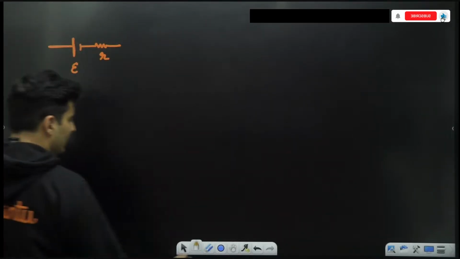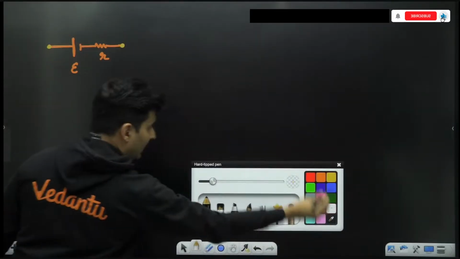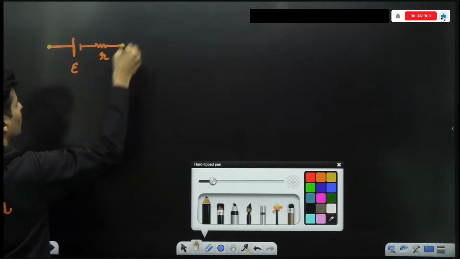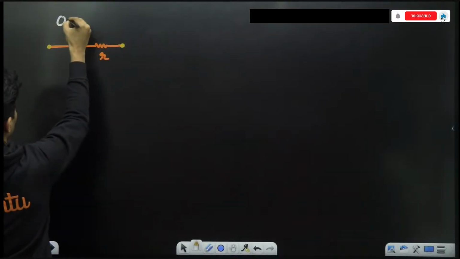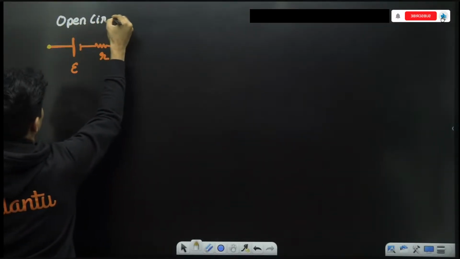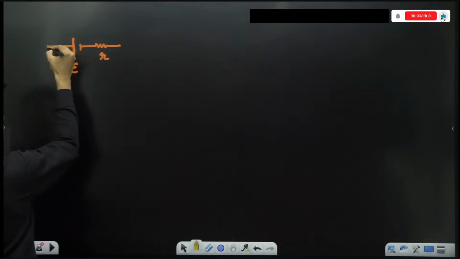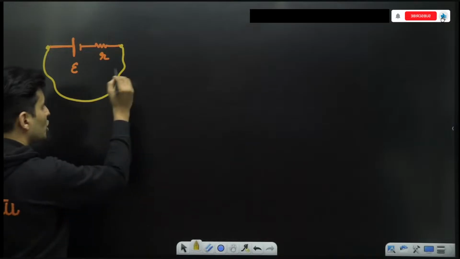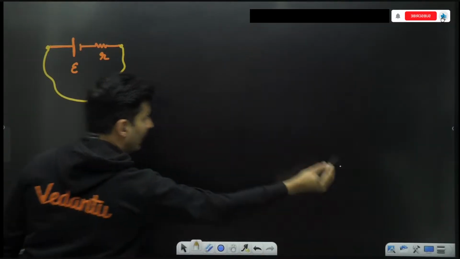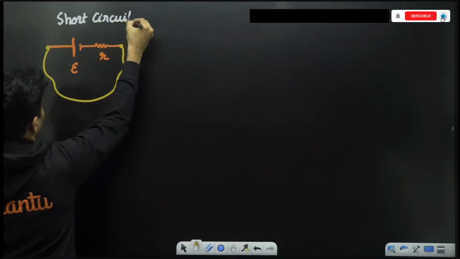But then, let's say you do not connect anything. Then it is said to be open. You start from a point, you are not able to go to the other point and keep on coming back via the same path. No. So this is an open circuit. But when your circuit is closed and there is no resistance in between, it's just a wire, it's like shorting it. This is called a short circuit.